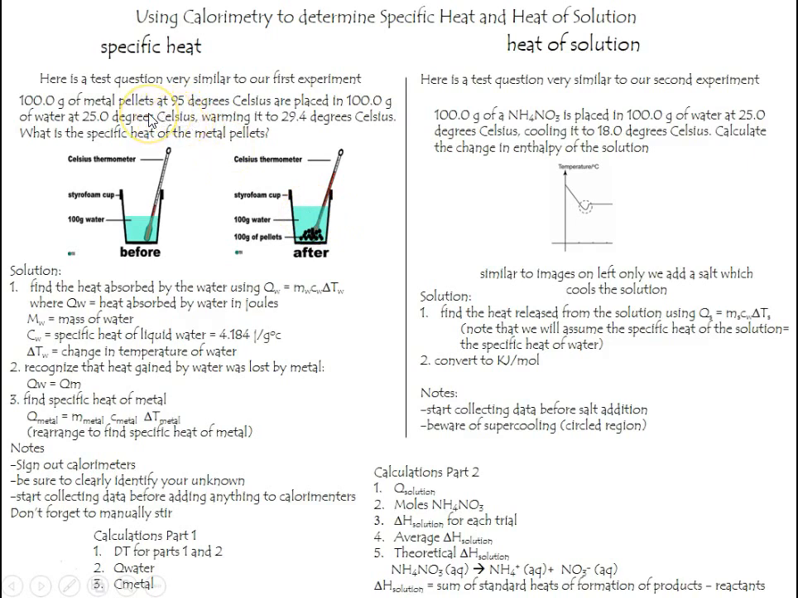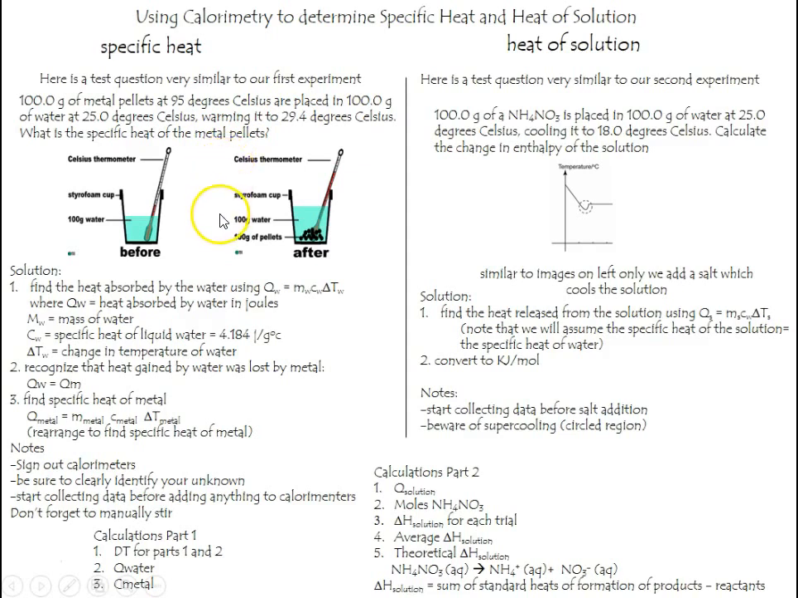So imagine this sort of test question to gain an understanding of this experiment. We take 100 grams of a metal pellet that we have heated to 95 degrees Celsius. We can do that by putting it in hot water. We then transfer it into 100 grams of room temperature water, and we find that it warms up to 29.4 degrees Celsius. What would be the specific heat of the metal pellets?